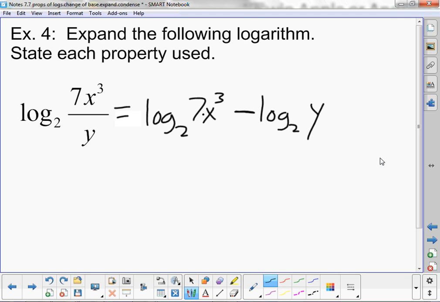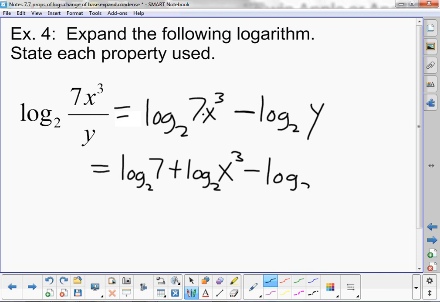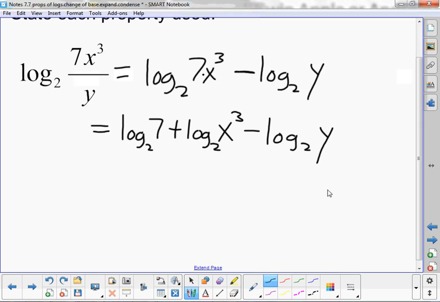So I'm going to expand it some more. Now I'm going to end up with 3 logarithms. First is log base 2 of 7. Since it is multiplication, I'm going to add log base 2 of x to the 3rd power. And then this minus log base 2 of y just hangs on to the end because there's nothing going on there. So remember, you're looking for products, quotients, and powers.